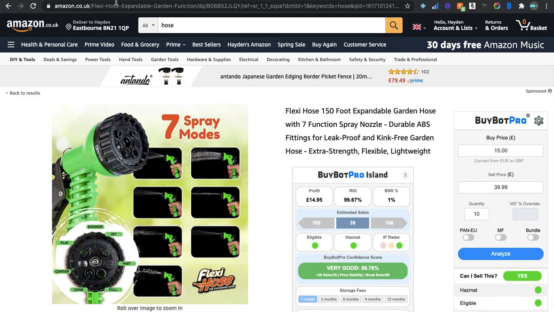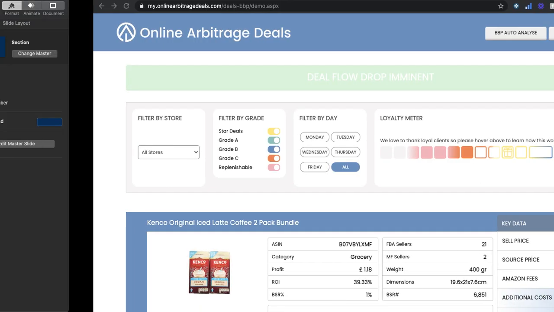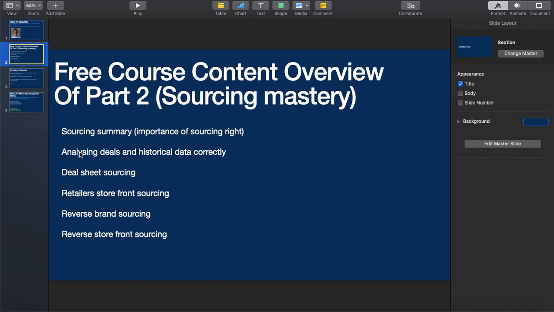So we've just gone into all that, which is fantastic. So now let's cover deal sheet sourcing.